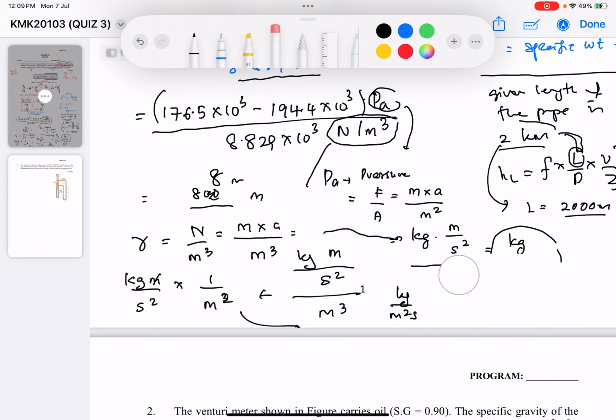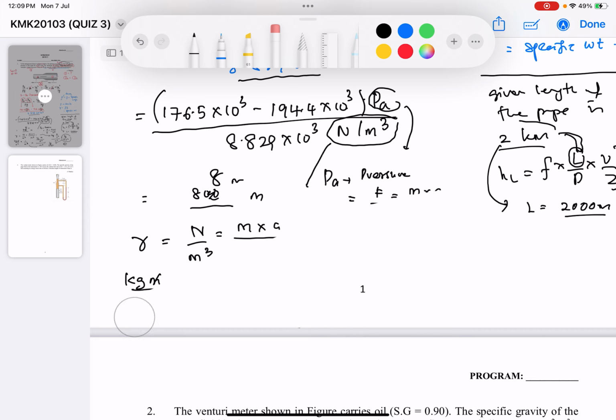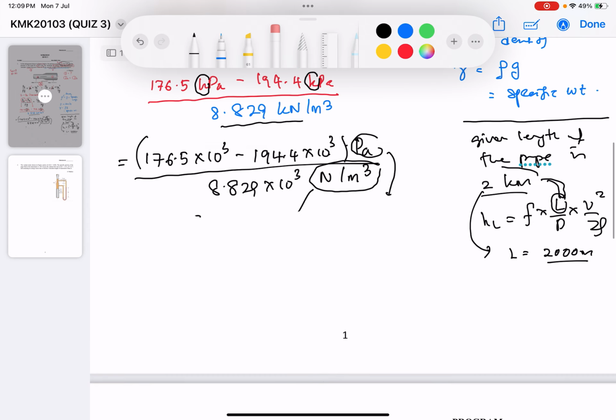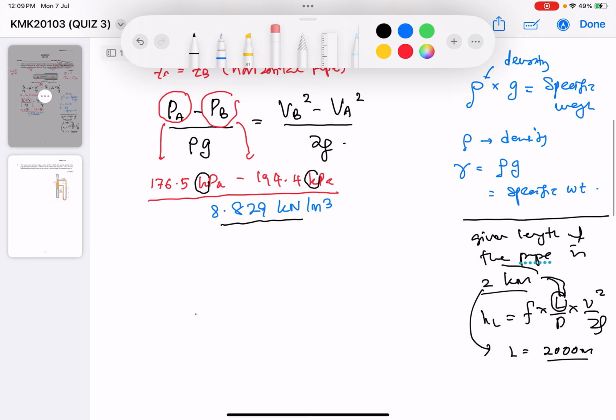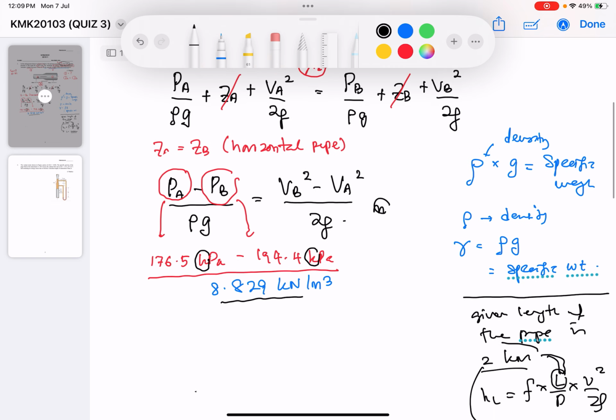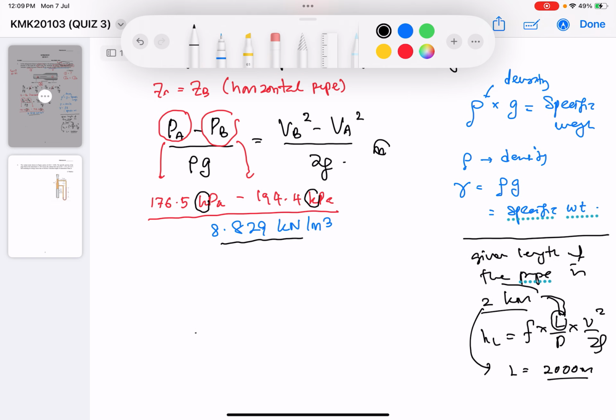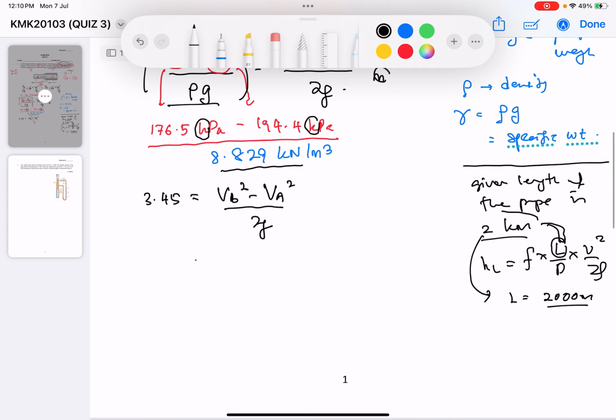But don't worry much about the units, because I'm just proving to you how I end up with the unit of meters, because all the terms in Bernoulli's equation are in the unit of meter, meaning meters of energy. Alright, so let's say once I solve for this one, I'm getting a value of 3.45, and it equals, on the left side, VB to the power of 2 minus VA to the power of 2, divided by 2g. So I got one equation here.